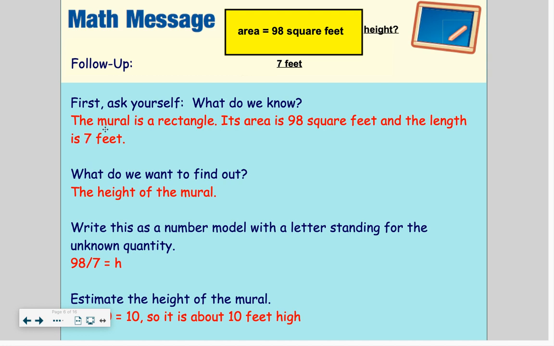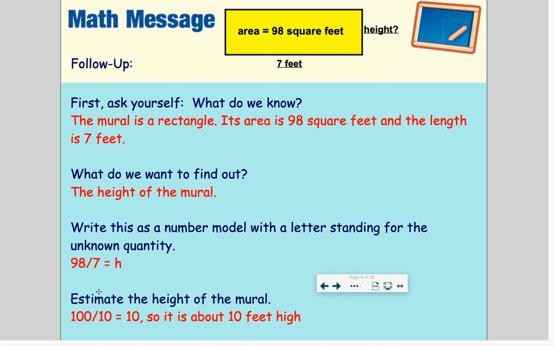First, we ask ourselves, what do we know? The mural is a rectangle. Its area is 98 square feet. The length is 7 feet. And we need to find out the height. If you want to write a number model, we could write 98 divided by 7, and the unknown quantity would be h.